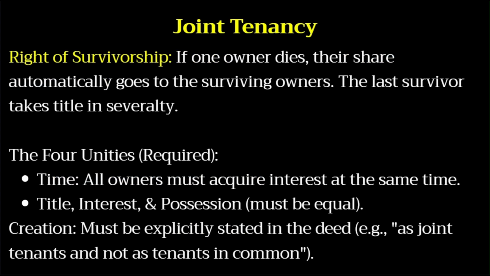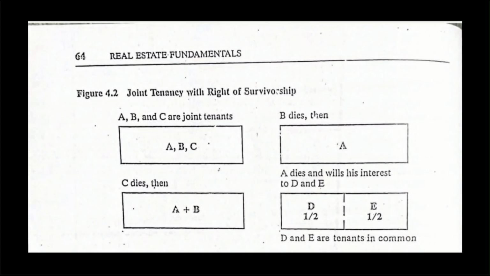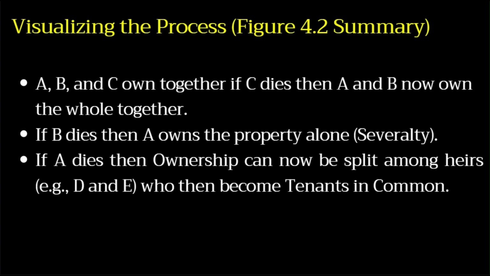Next is joint tenancy, which features the right of survivorship. This means if one owner dies, their share automatically goes to the surviving owners until the last survivor holds the title in severalty. For example, A, B, and C share the property under joint tenancy, which includes the right of survivorship. If one owner dies, their share automatically goes to the remaining owners. So if C dies, A and B now fully own the property together.